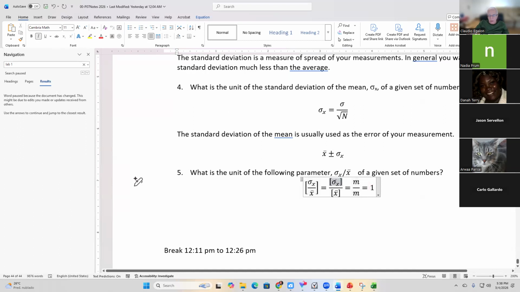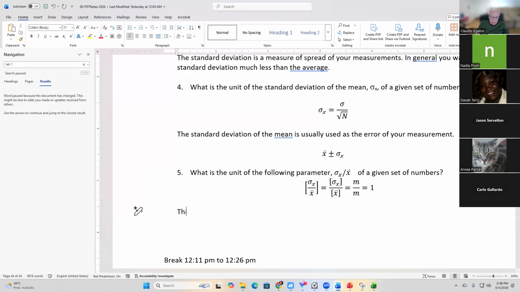The unit of the standard deviation of the mean, you already know, is the meter. The unit of the average of the position x is also going to be the meter. When you divide meter by meter, you get the number one. This number one is a unitless unit. There are many measurements out there that are unitless, that have no unit whatsoever.